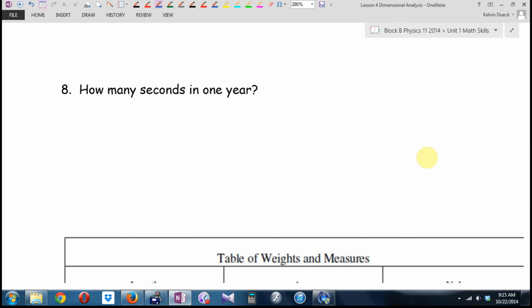Let's find out 1 year. What am I going to do first? Write down what they gave me. What did they give me? Seconds or 1 year? 1 year. They want me to end up in seconds. So 1 year.